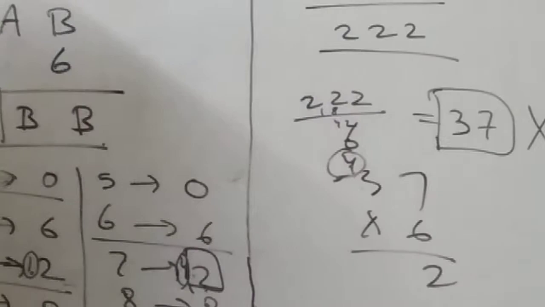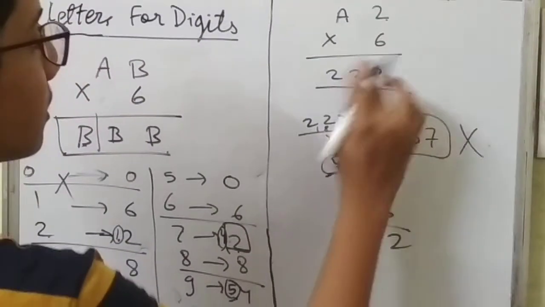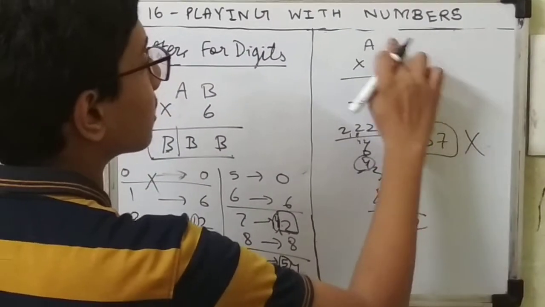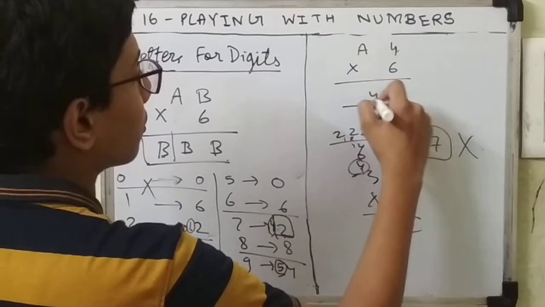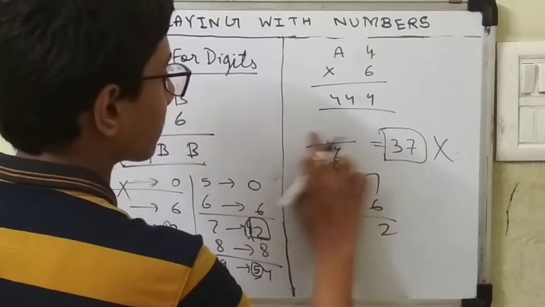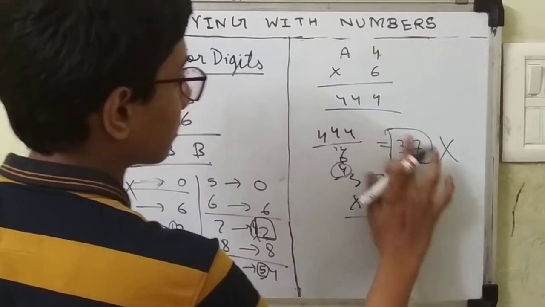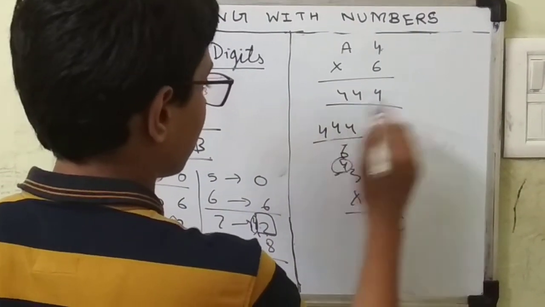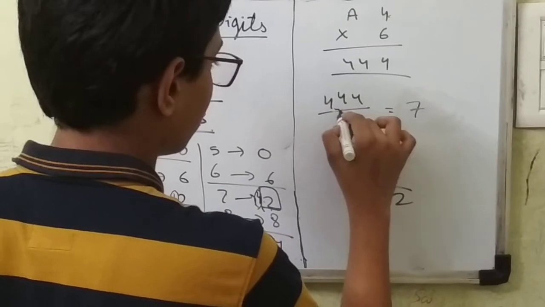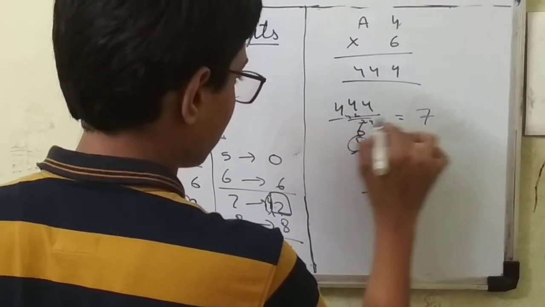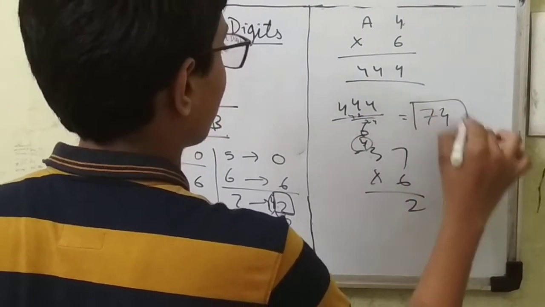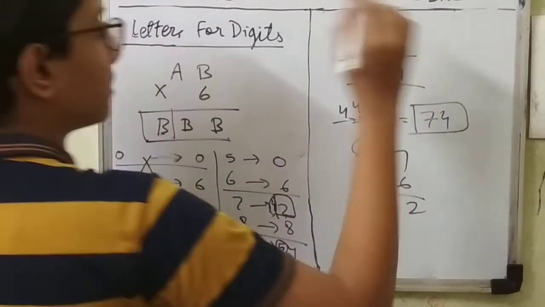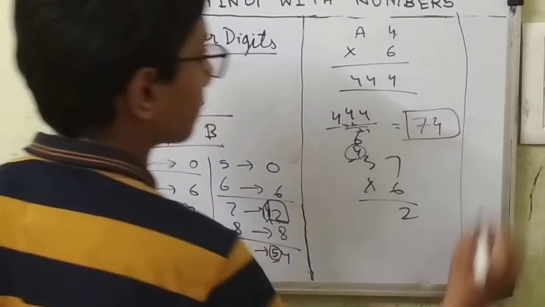Next condition is 4 1. I am just substituting here. 444. Now let's solve here. 444 divided by 6. 6 times 7 is 42, and here 6 times 4 is 24. One condition satisfied. That means you can write the answer.